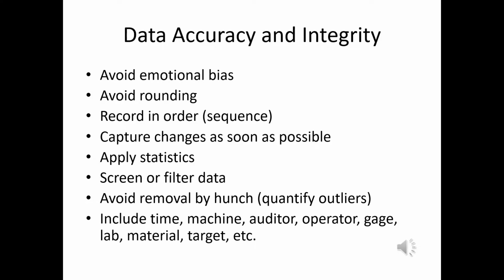And I've got a little video on Greek science that will explain. It's basically this thing. And make sure you've got the time, machine, auditor, operator, gauge, lab, material, target, etc. What you see here is we're looking for differences between those, right? Why can one operator make a good part? Another operator couldn't make one to save his life.